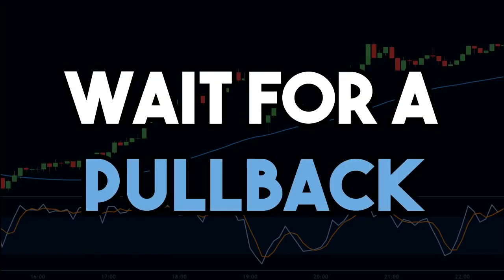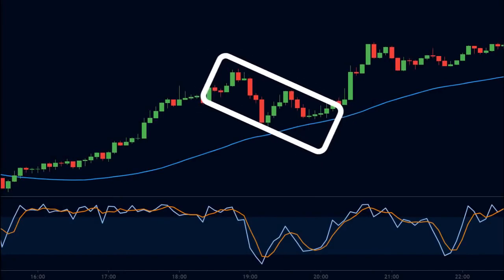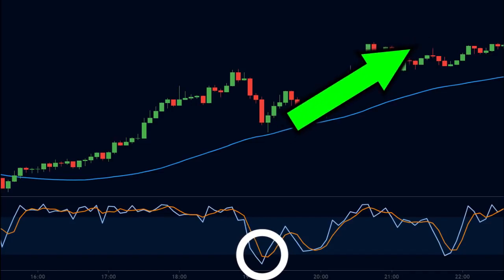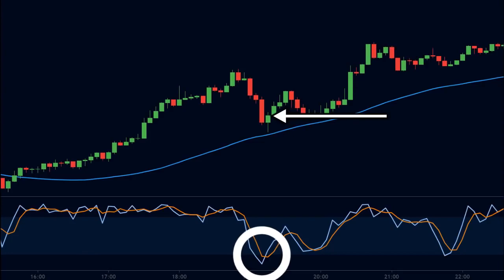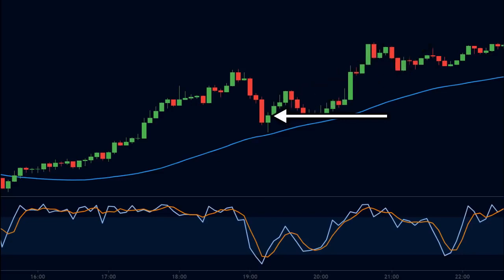So we wait for the price to make a pullback. Here, the price pulled back to the moving average. So we wait for the stochastics to give us a bullish signal. The stochastics makes a bullish crossover here. So we can say that the momentum of the market has switched upwards. Hence, we expect the market to move up. So we buy here. And, as you can see, the price gave a strong up move after our entry.